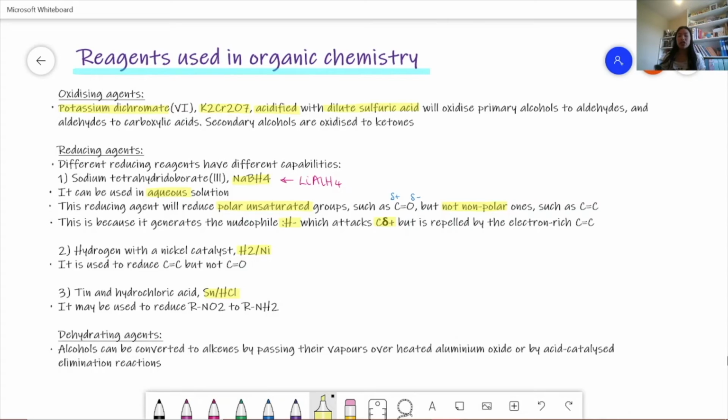And then finally, we need to know about dehydrating agents. So alcohols can be converted to alkenes by passing their vapors over heated aluminium oxide or by acid-catalyzed elimination reactions.